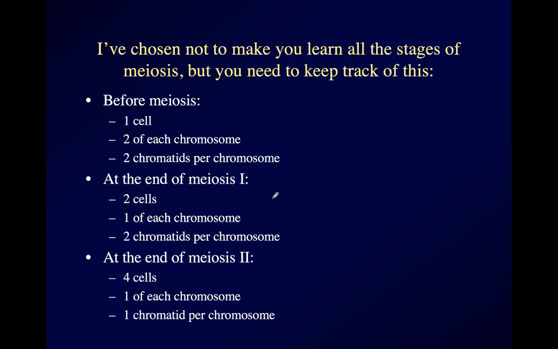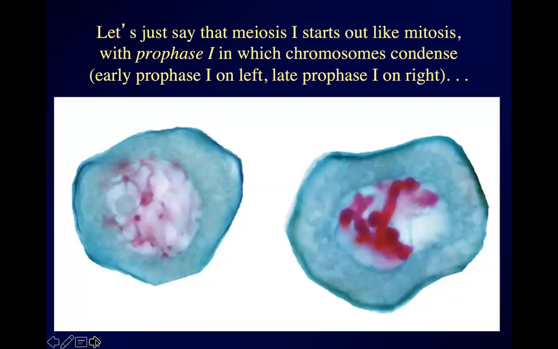And then they divide again. And at the end of meiosis 2, you've got 4 cells. Each one of those cells contains one of each chromosome, and each contains one chromatid per chromosome. Hence, it's reduction division. It's a double-stage division. And if it works right, you divide the number of chromosomes in half at the end of meiosis.